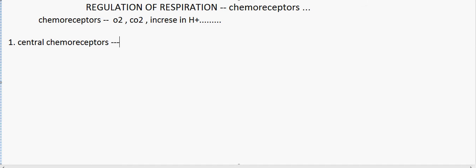So the chemoreceptors, when there is change in the concentration of oxygen, O2, and carbon dioxide, CO2, and when there is increase in H plus, that is hydrogen ion concentration. And there are two types of the chemoreceptors. The first one is the central chemoreceptors, which are situated in the brain.